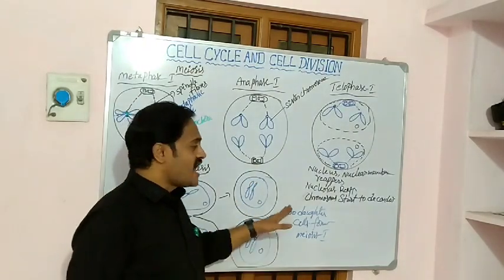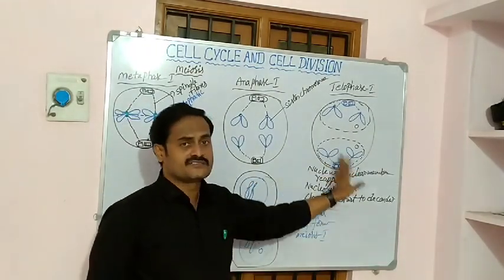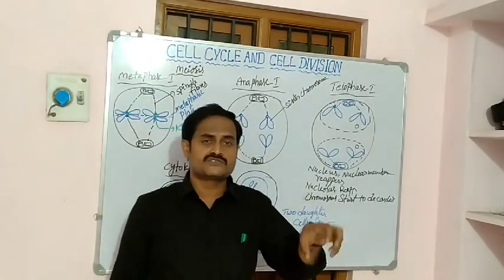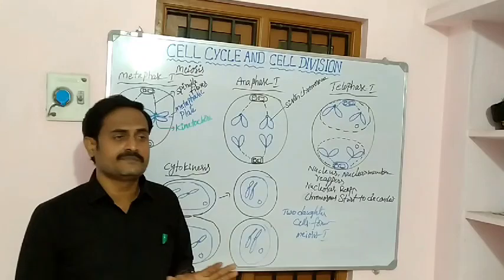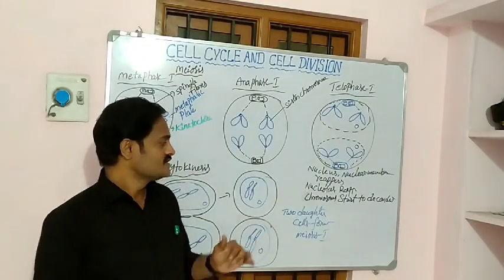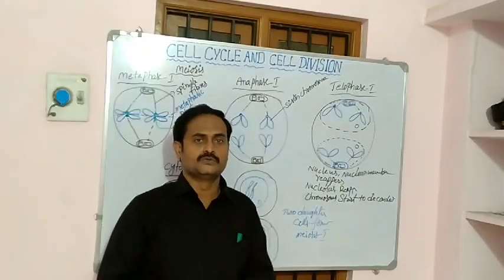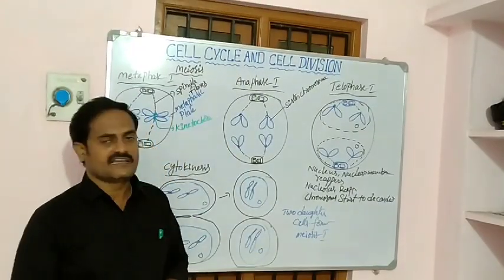Then what happens to the products produced in meiosis 1? These products again get involved in meiosis 2. So you have to remember one thing: meiosis 2 is exactly similar to mitosis. What kind of changes are noticed in meiosis 2, I will discuss in the next class.